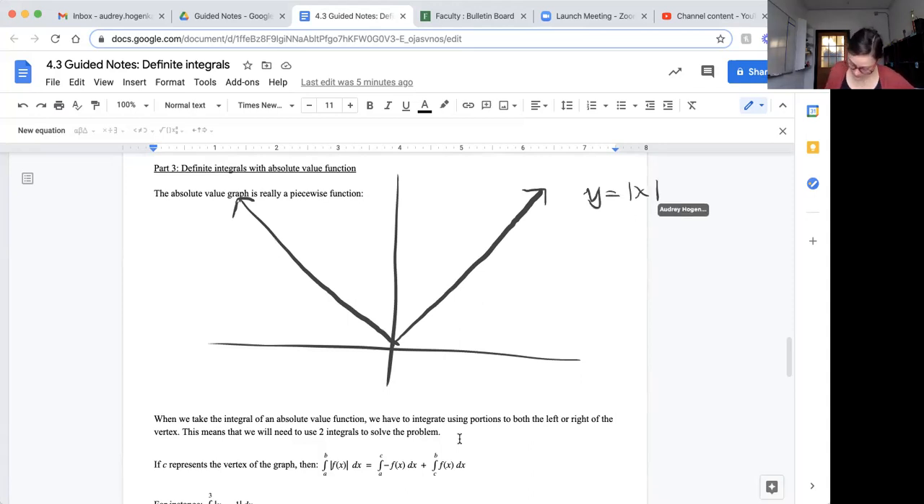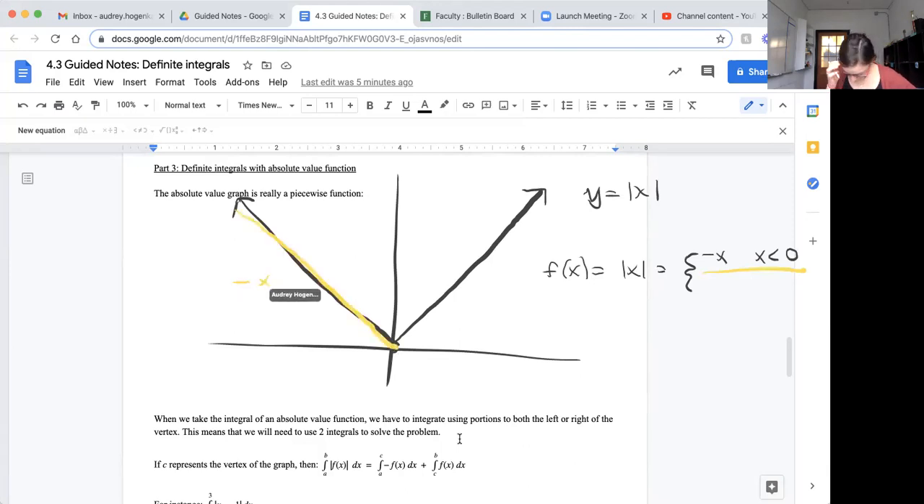And this can be defined as the piecewise function, f of x equals the absolute value of x, which is equal to negative x when x is less than 0, right? So that's this part of the graph, which is negative x. And then it is equal to x when x is greater than 0. So in our positive x values, which is going to be this part of the graph over here, our function is x.